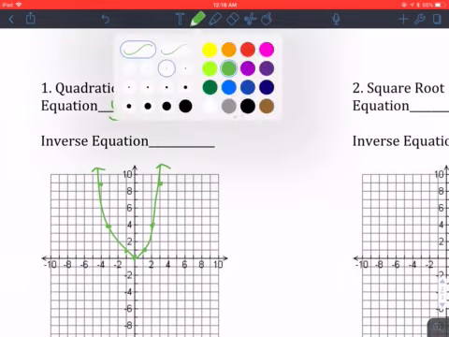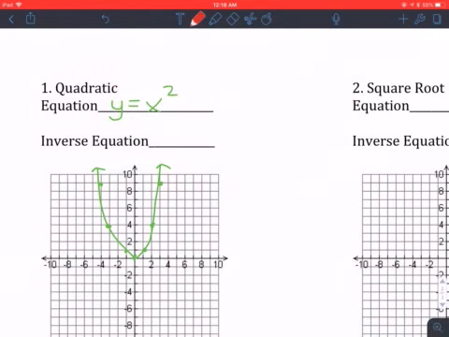Alright, the inverse. Remember we switch x and y, and then we're solving for y. So switch x and y. Solve for y. So I'm going to take the square root on both sides. These cancel, so we get y equals the square root of x. So that is our inverse.